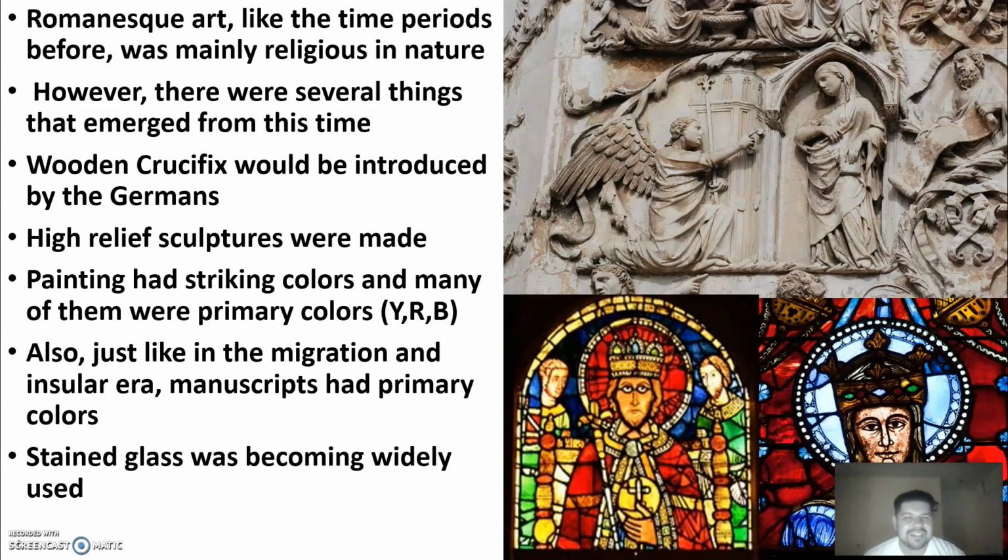Okay. So going back to the notes, the Romanesque art, basically like the time period before, focused a lot on religion. But there were some things that emerged at this time. One of them was the crucifix. It was introduced by the Germans. And high relief sculptures were made.